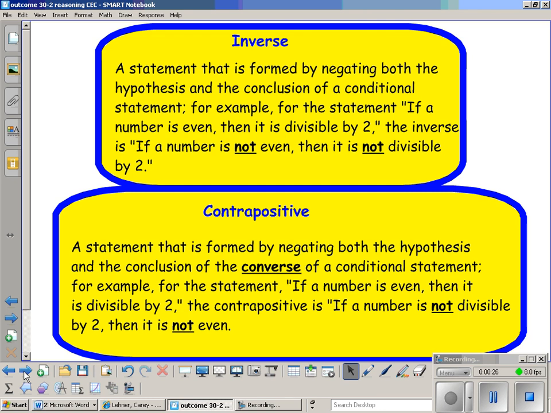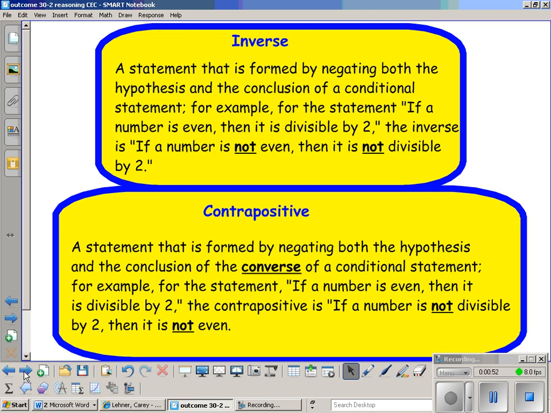For example, for the statement, if a number is even, then it is divisible by 2, the inverse is, if a number is not even, then it is not divisible by 2. So negating both of them means placing the word not in the hypothesis and the conclusion. And you now have the inverse.